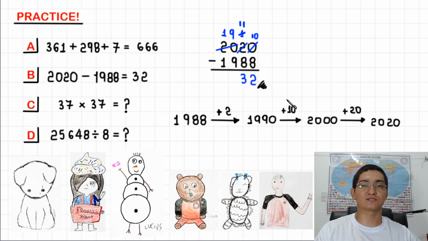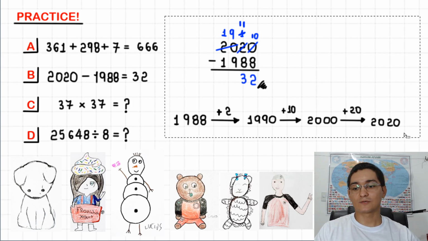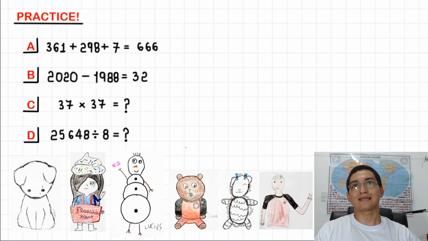The same answer. So this is another way to do the subtraction. You just use addition to complete the smaller number until you reach the bigger number. Okay? Let me erase this so that we can continue. And the next is a multiplication.